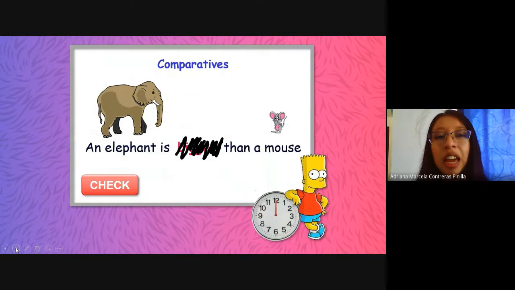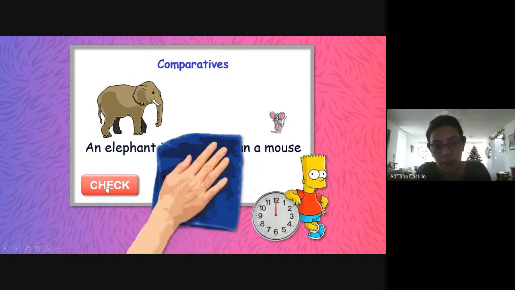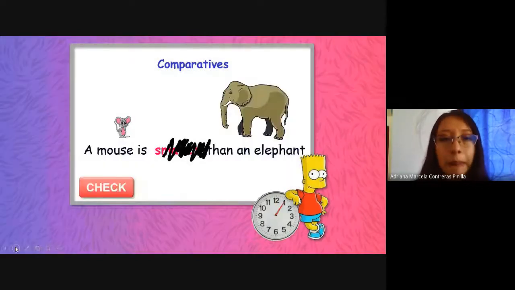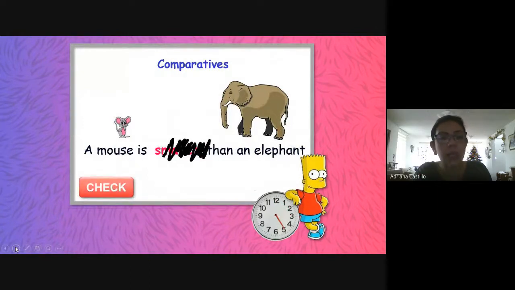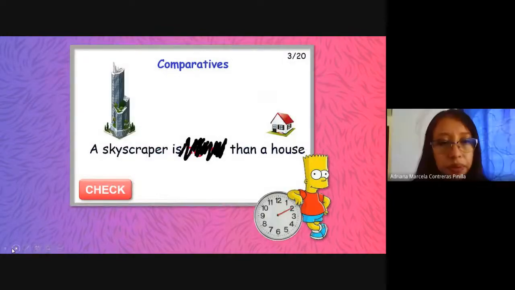So tell me, in this case, we have two pictures, so you can complete the pictures with the right comparative. An elephant is bigger than a mouse. Very good. A mouse is smaller than the elephant. Very good. Smaller, más pequeñito.